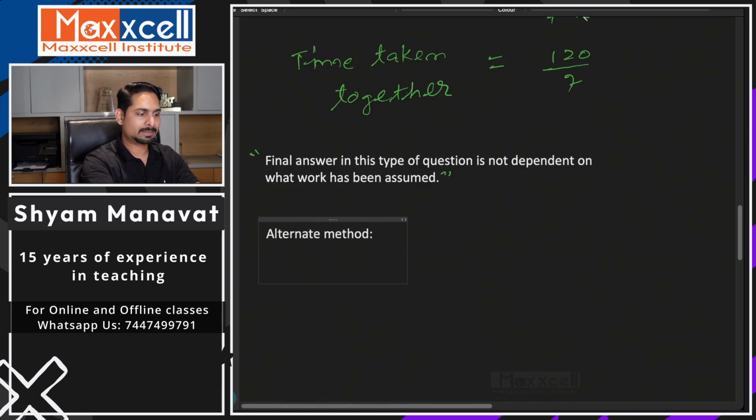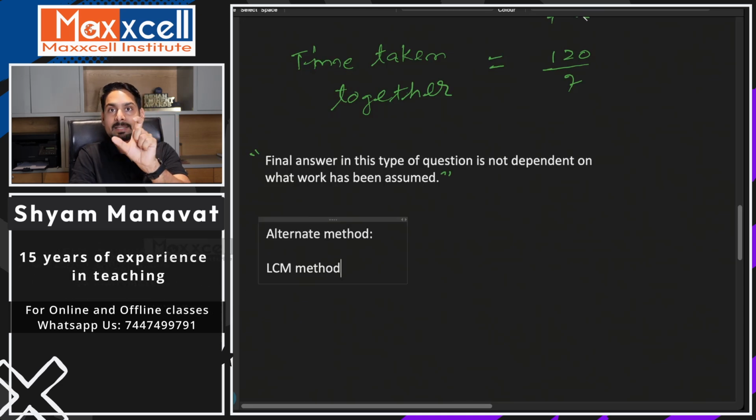So the alternate method is the LCM method. What are we going to call it? LCM method. Yeah, what are we going to call this? LCM method. Okay. Work and time chapter ka LCM method of work and time chapter.